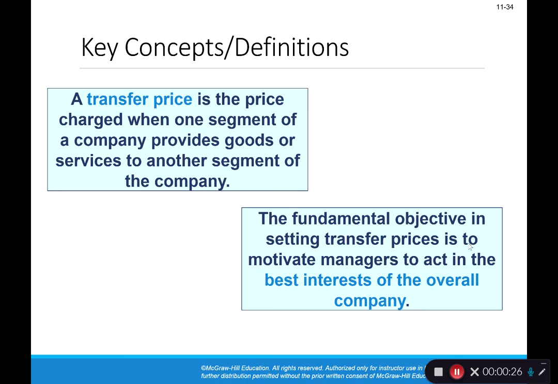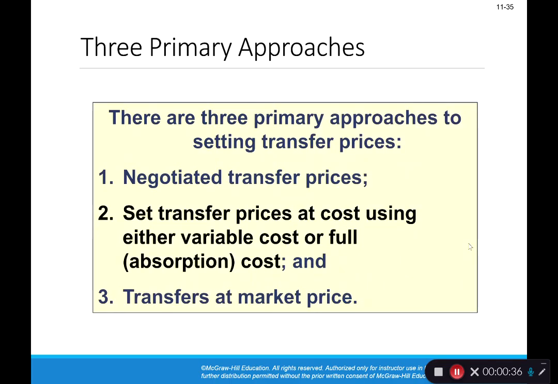another segment. The fundamental objective in setting transfer prices is to motivate managers to act in the best interest of the overall company, not their own division. There are three approaches: negotiated transfer prices, which is what we're going to spend our time talking about, and then just setting transfer prices at cost or at market price. Negotiated is the best approach that's going to maximize the benefits for the company overall.